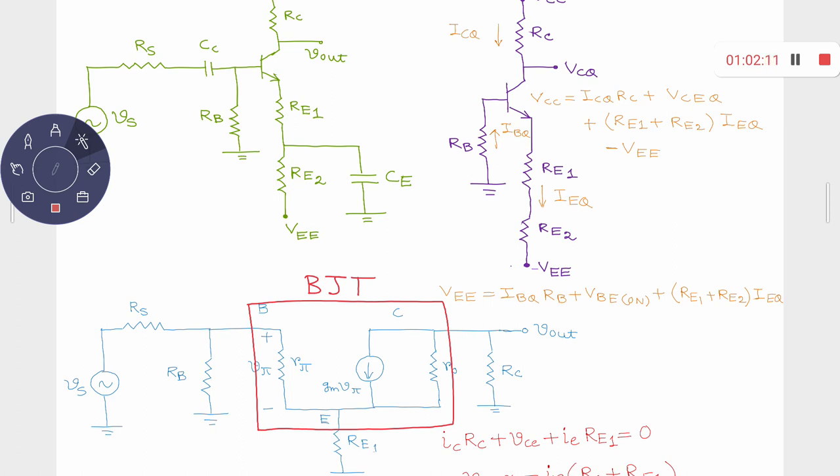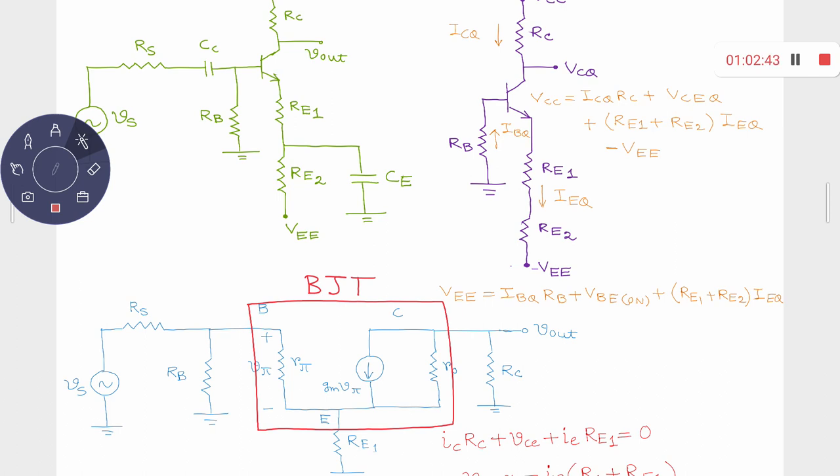Now comes the beauty. From emitter to VEE, you have two resistors in series, RE1 and RE2. In the previous circuit, that capacitor was not there. So what had you done? You had connected one resistor from the collector terminal to AC ground. But this time, out of the two resistors, RE1 and RE2, one resistor has a capacitor in parallel with it.